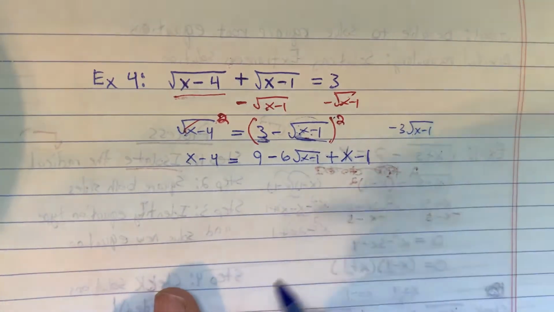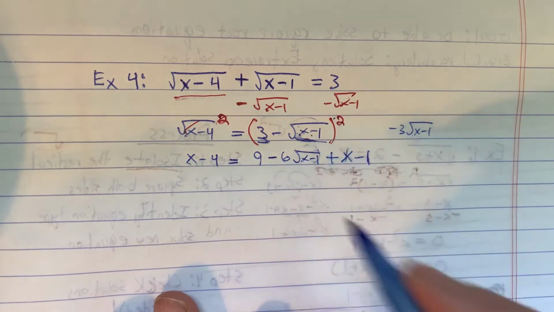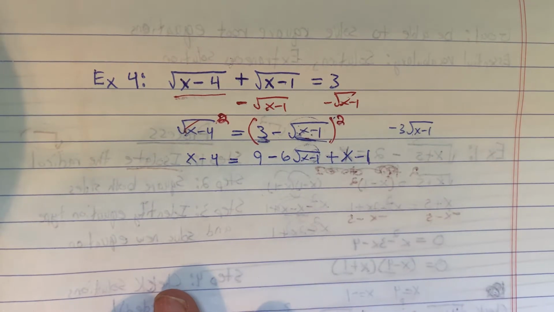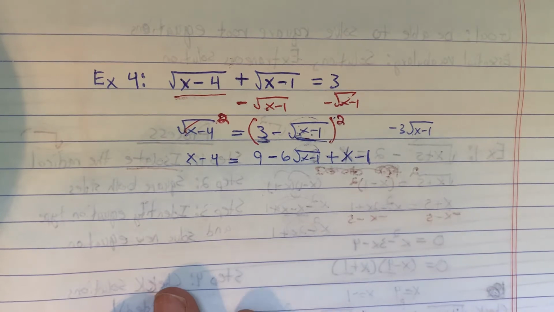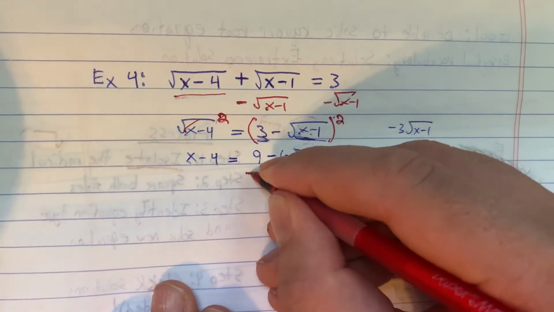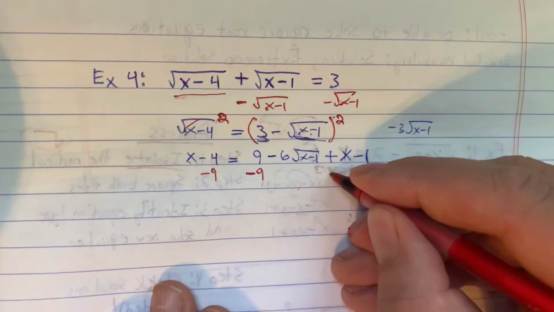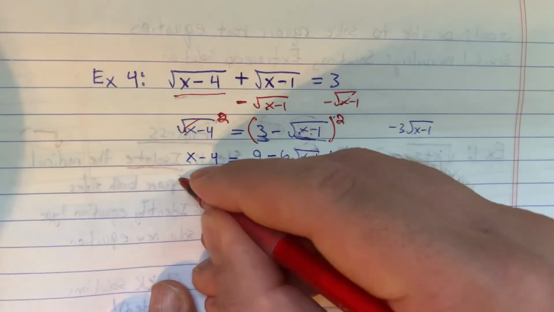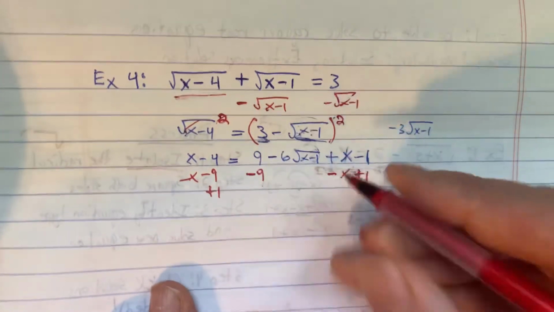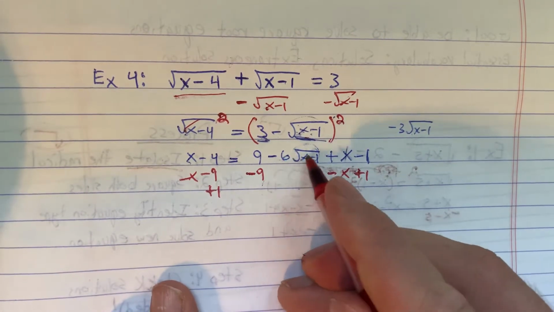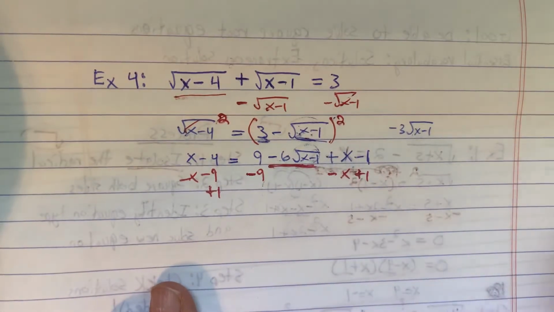All right, now we need to identify what type of equation we have. And because we still have a square root, this is still a square root equation. And the way we solve a square root equation is by starting by isolating the square root. So I'm going to move all terms to the other side. Negative 9, I'm going to subtract on both sides. X, I'm going to subtract on both sides. And negative 1, I'm going to add 1 on both sides. Notice I can't add 6 here because this 6 is multiplying. It is not a separate term. This is all one term.